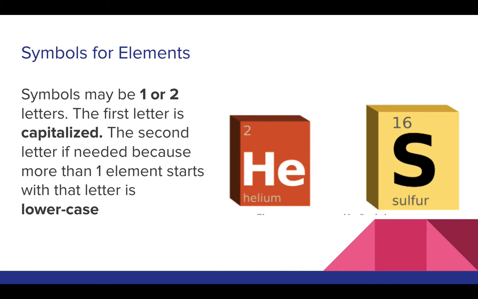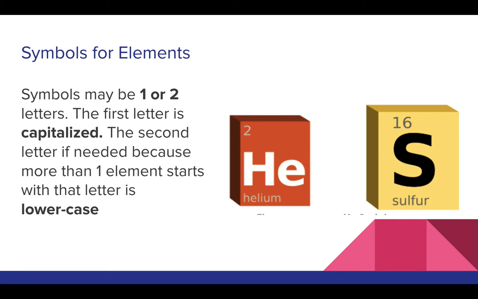Now, the symbols for these pure substances, these elements, may be 1 or 2 letters. Now, the first letter is always capitalized. The second letter, if needed, because more than one element may start with that letter, will always be lowercase. So for the example of helium, its chemical symbol is He. That's because H is being used by the element hydrogen. So we have to have a way to distinguish between the two in the symbol. And sulfur, on the other hand, just has the chemical symbol S.